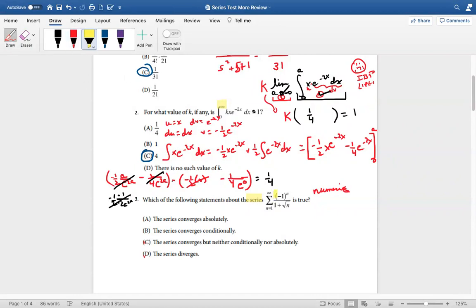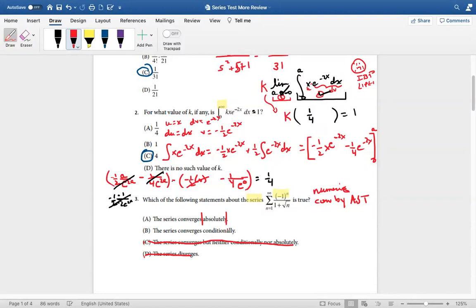Well, it's alternating. So all I need to know is, do the terms go to zero without the alternator? And are they all positive without the alternator? Yes. So by the alternating series test, this numeric series converges. So I can eliminate diverging. And as soon as your alternating series converges, it converges conditionally. So that choice is out. So my answer is either going to be B if I can say that it does not converge absolutely.